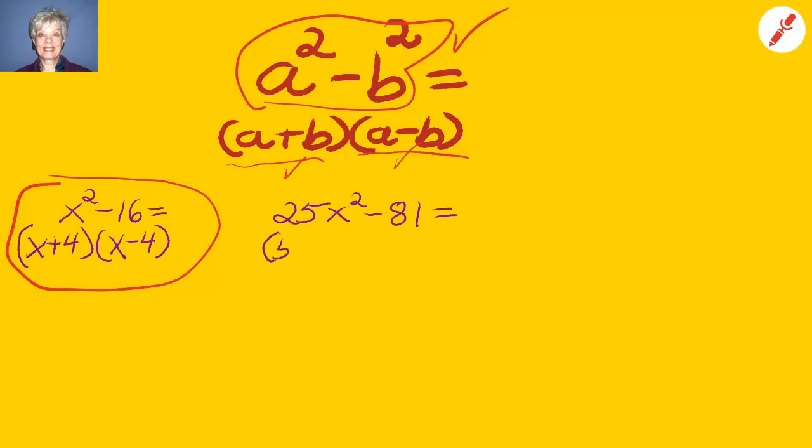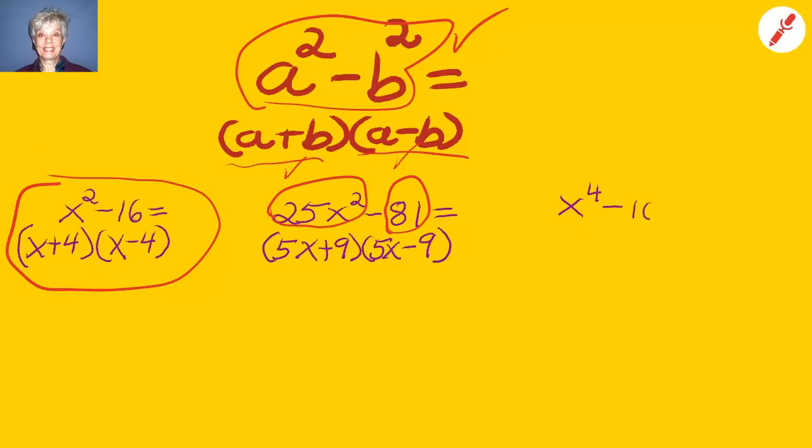Now let's look at 25x squared minus 81. Both of these are perfect squares, and look what they factor into: 5x plus 9, 5x minus 9. Now 5x is the square root of 25x squared, and 9 is the square root of 81.